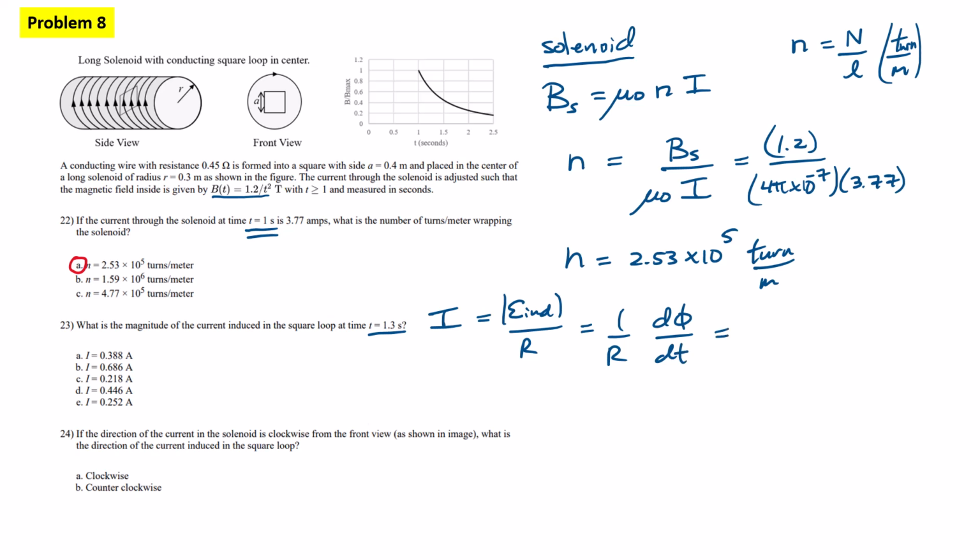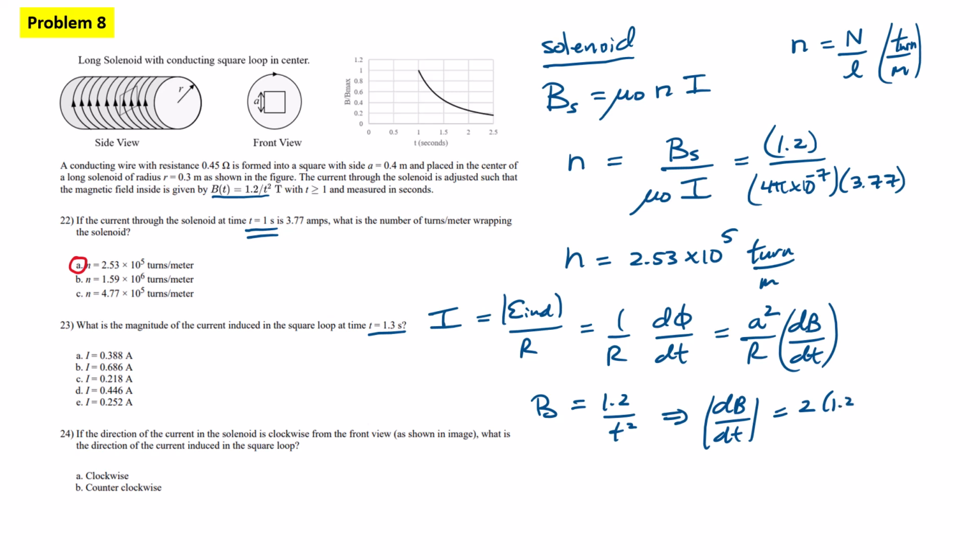Again, the area of the loop is not changing. It's the area of the square loop now. We've got to be careful. We're looking at the square loop, and that's a square, so it's simply a squared. The only thing we're left with is the rate of change of the magnetic field. We know that B varies as 1.2 divided by t squared. Well, that means that dB over dt, just worrying about the magnitude of it, should be 2 multiplied by 1.2 divided by t cubed.